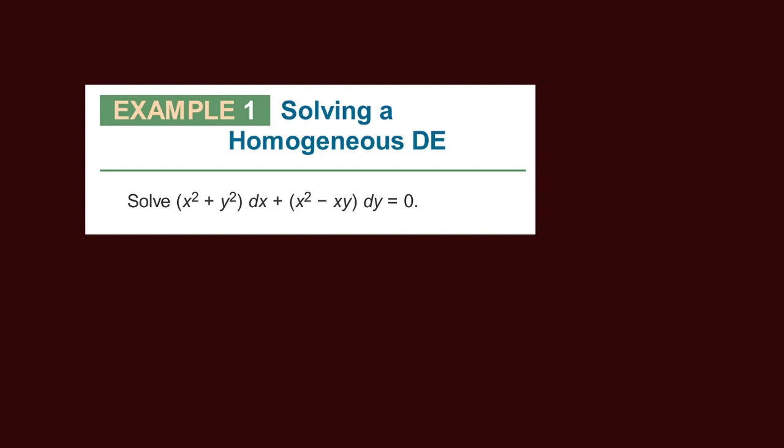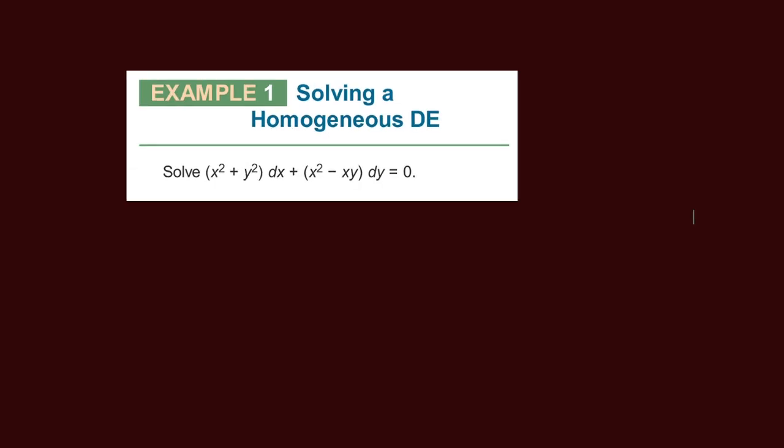Okay, so for the following differential equation, this is actually a homogeneous differential equation. So the way to solve this is going to be quite different. To check if it's homogeneous, let's factor out x squared.